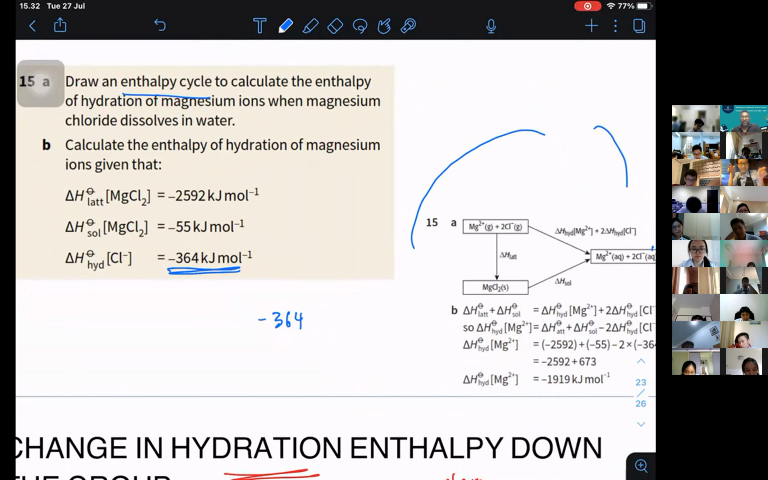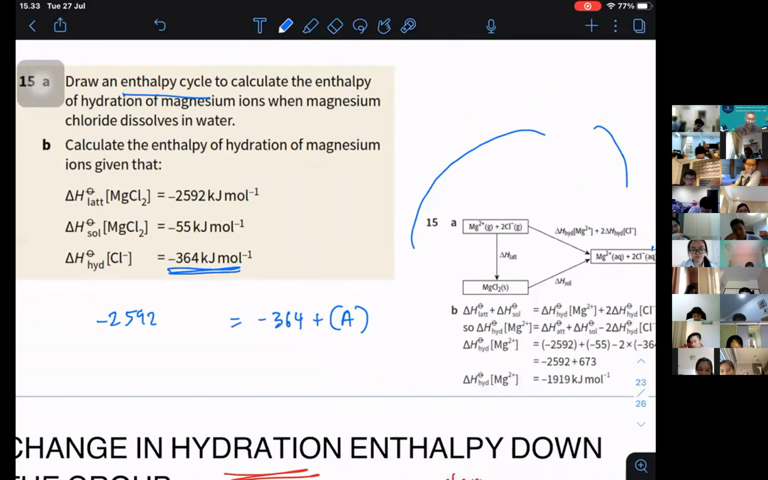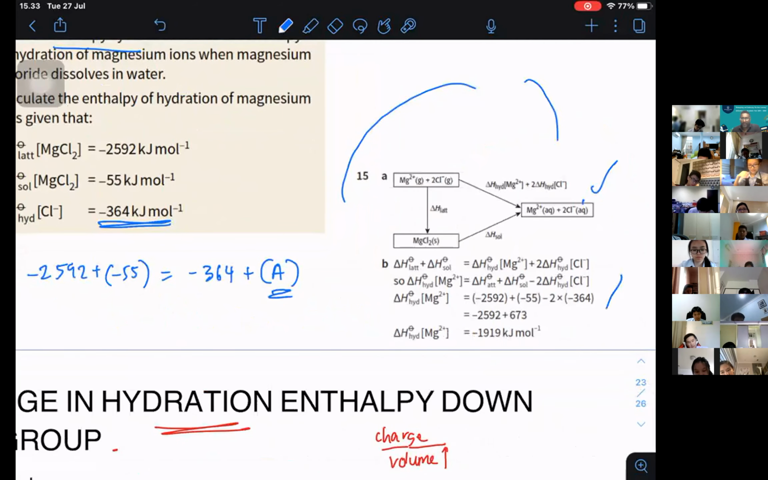So for Mg2+, I don't know, so I just put plus A. On my left, I must have my lattice energy 2592, and my solution is negative, so plus the solution, negative 55. And I can get what A is. This is when you just use the imagination, you just use the left and right, and you can skip all this part. But be very careful, don't simply skip. You will make mistakes like what I did over here, because you need to also consider the hydration for Cl−.